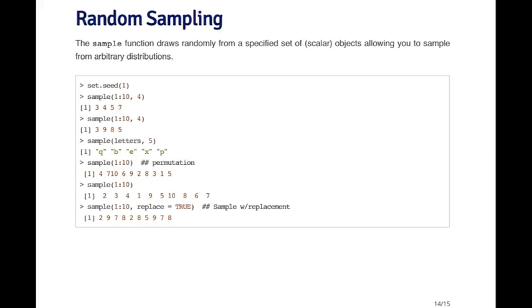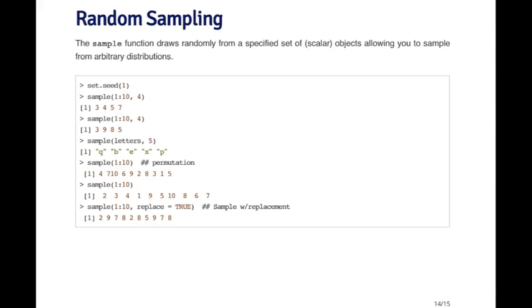Now, what happens if I don't specify anything? I just give it the vector of objects. So here I'm passing sample the vector 1 through 10. And if I don't specify anything else, what it does is it gives me a permutation of those. So here the vector 1 through 10 is just permuted in a random order. If I call it again, I get yet another permutation.